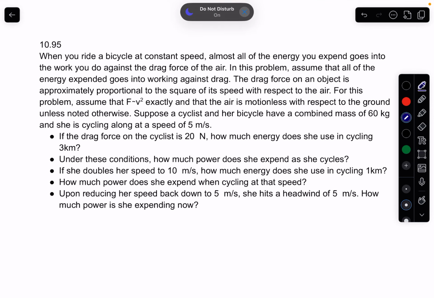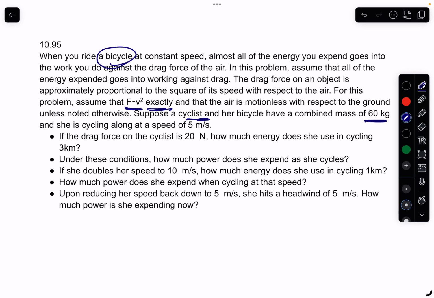All right, so on this question, kind of a long question about bicycling. You know, I love bicycling, so this is kind of cool. But they're basically saying that the force is proportional to the square of the velocity, which is true, and we're going to say it's exact. That's an important thing. So we've got a cyclist, and she's riding her bicycle.